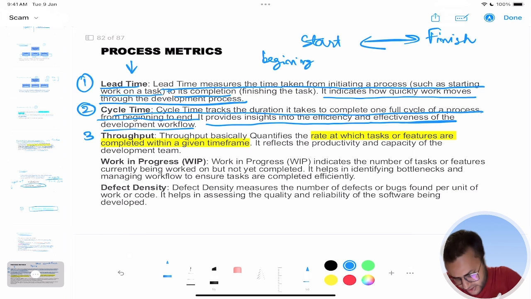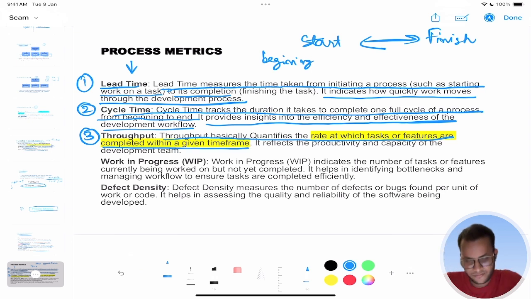Now, the third metric is the throughput. Throughput quantifies the rate at which tasks or features are completed within a given time frame. For example, if I have to implement 10 features in 2 days, this will be my throughput. And if I implement 20 features in the same 2 days, then my throughput will increase. So it reflects the productivity and capacity of the development team.